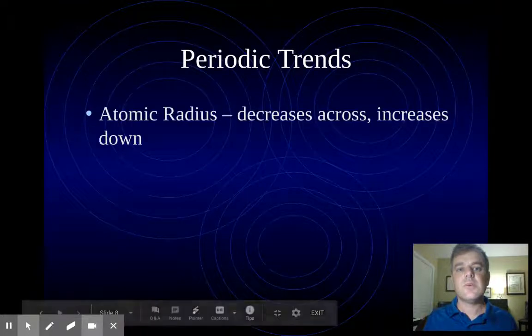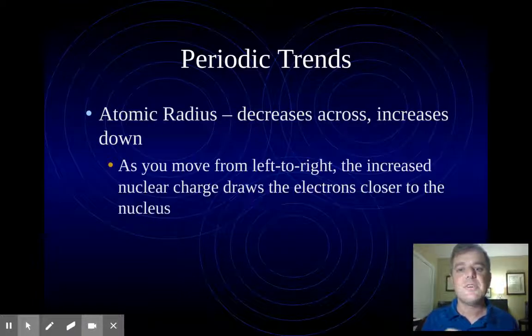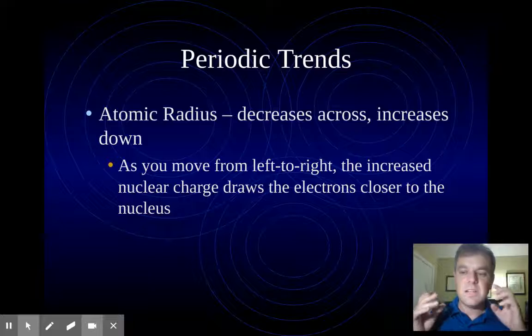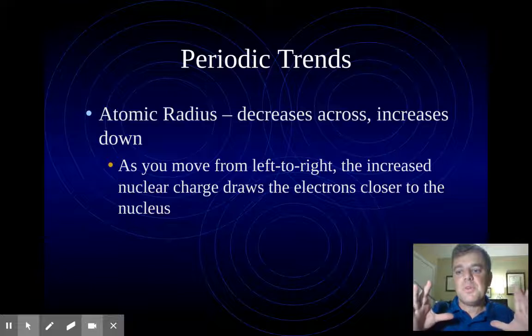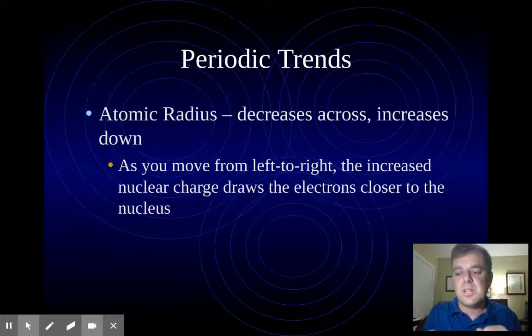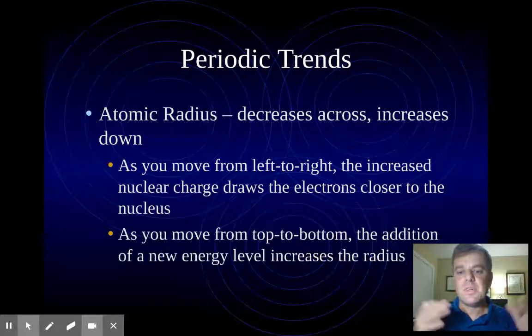The first trend is with atomic radius. The atomic radius decreases as you go from left to right across the periodic table, and it increases as you go from top to bottom. That's because as you go from left to right, you're adding more protons. That's this increased nuclear charge that's referenced here. That will pull the electrons closer in because the electrons are attracted to the protons in the nucleus. So as you go from left to right, that pulls everything in together. But then as you go down, you add a new layer onto the electron cloud, which makes the radius get bigger.